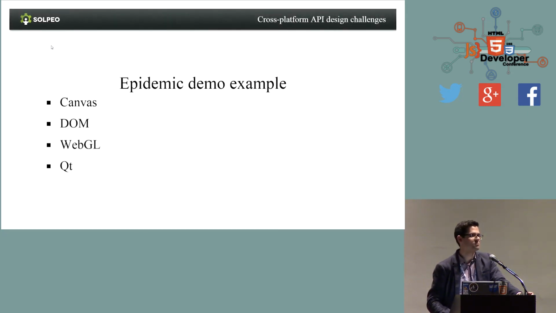On an example. We took an example of a simple demo. I'll explain in a minute what the demo is about. But we decided to create a demo in every technology that we wanted to support. So we have 3 technologies connected to web, so Canvas, DOM, WebGL. And also we have a technology called Qt.